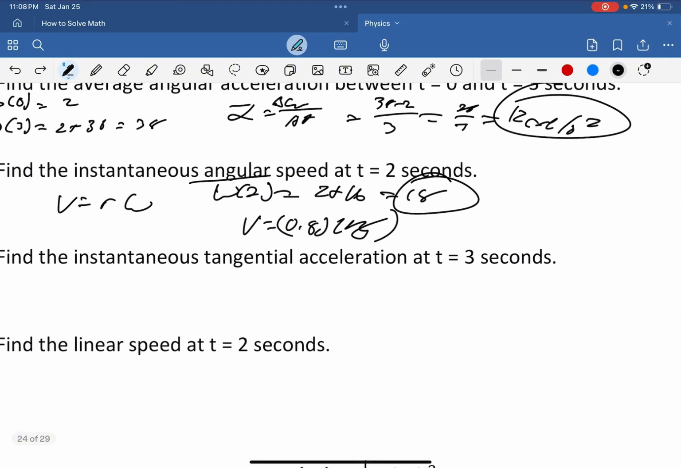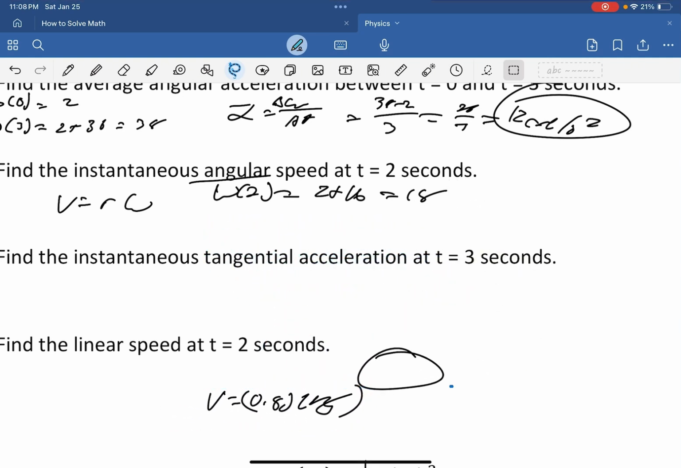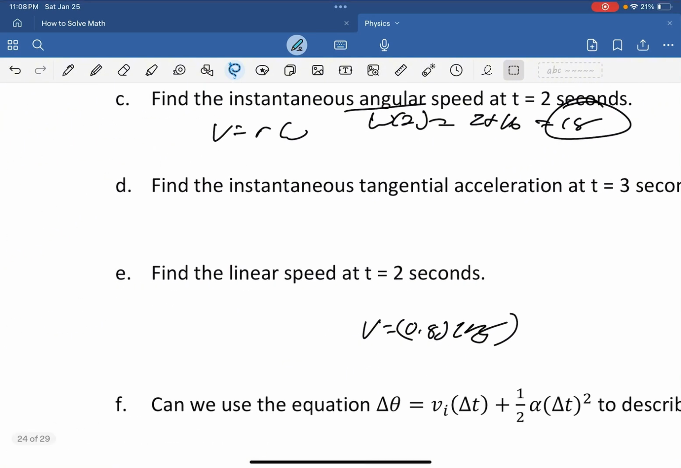How do I move this? Is there any way to move this? Yep. Hold on. Right there. This goes down here for the linear speed, which is equal to also, you can barely tell, that's an 18. This is 18. And this equals 14.4 meters per second.